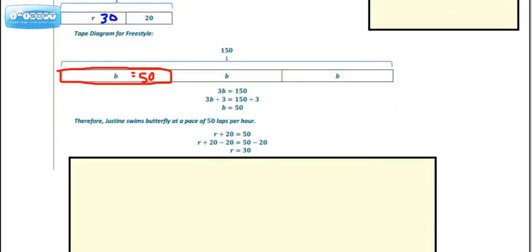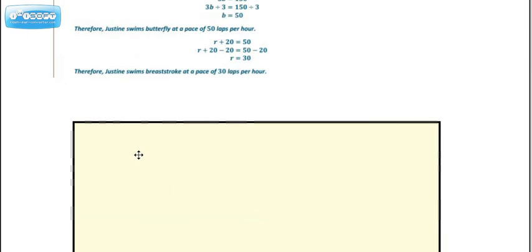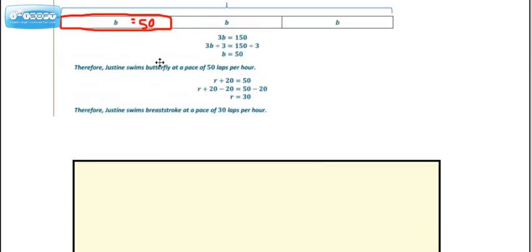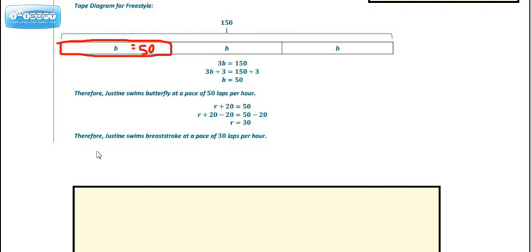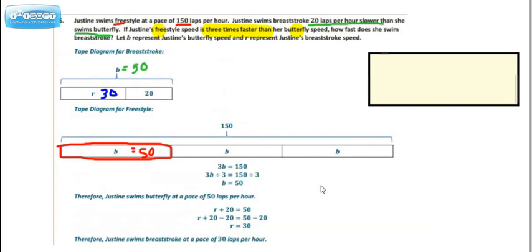All right, so if we think about the answer to the question, we know 2 things. We know she swims butterfly at a pace of 50 laps per hour. We were able to figure that out right here. And we were able to figure out that she swims breaststroke at a pace of 30 laps per hour. So you would want to reread the problem and put those numbers in and make sure that it makes sense. And if you do that, you're going to find that it makes perfect sense.